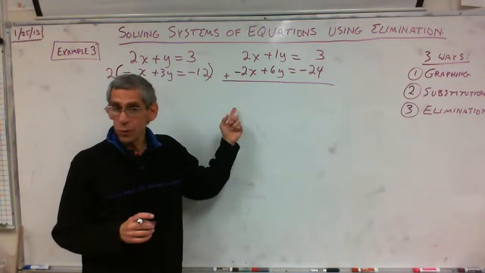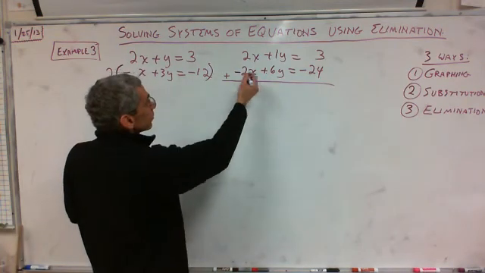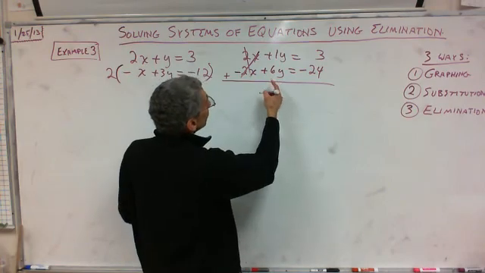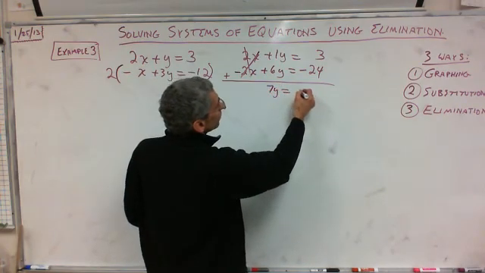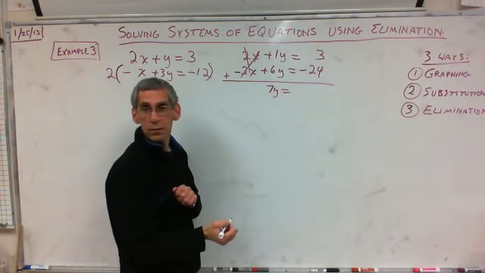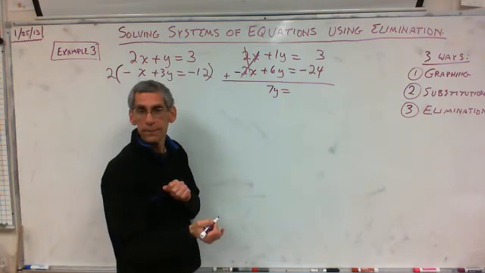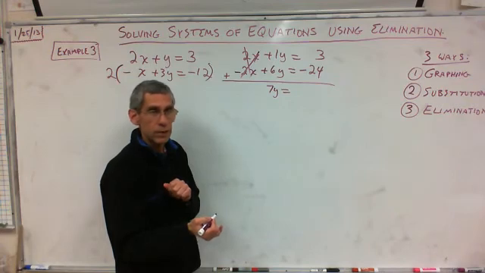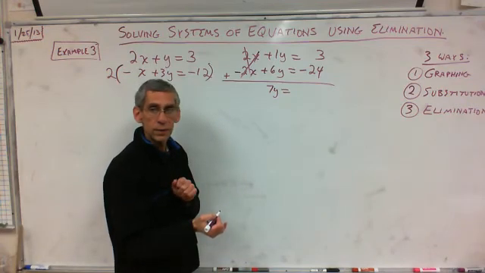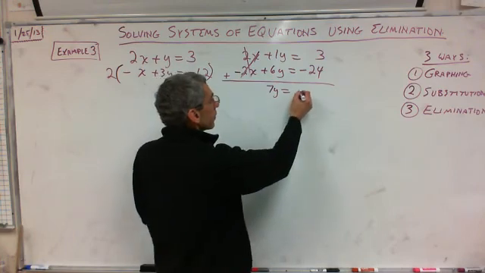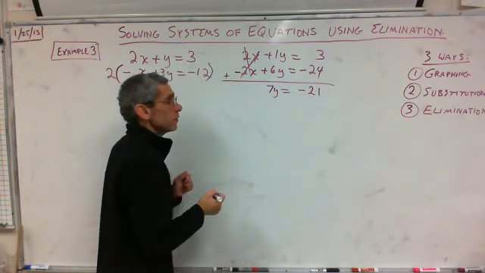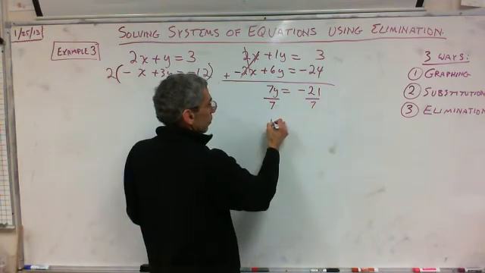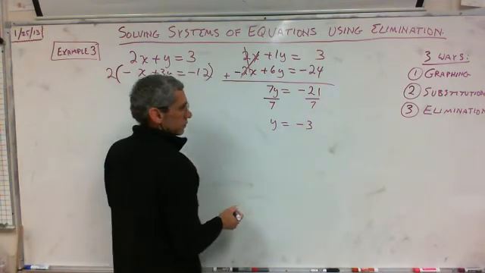We have what we need, so we can go ahead and add them together. We eliminate the x's, they die. We have 7y is equal to negative 21. How many people agree with that? He said negative 21. All right, I agree. Divide by 7, y is equal to negative 3.